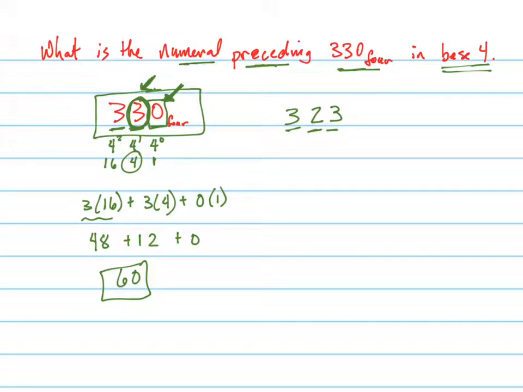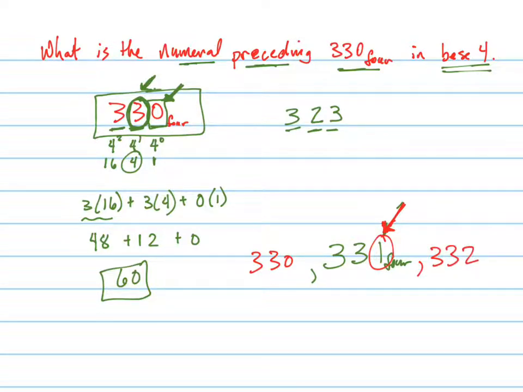I don't understand how you got that. All right, let me do a simpler example. What if they said, what's the numeral preceding 331 in base 4? What would come right before that if we were listing them out? Well, all I'd have to do is subtract the 1 away. I just would have to get rid of this one right here, because that represents the ones place. So 1 less than that would just be 330, and 1 after that would be 332. That would be really easy if that was the number they gave us.